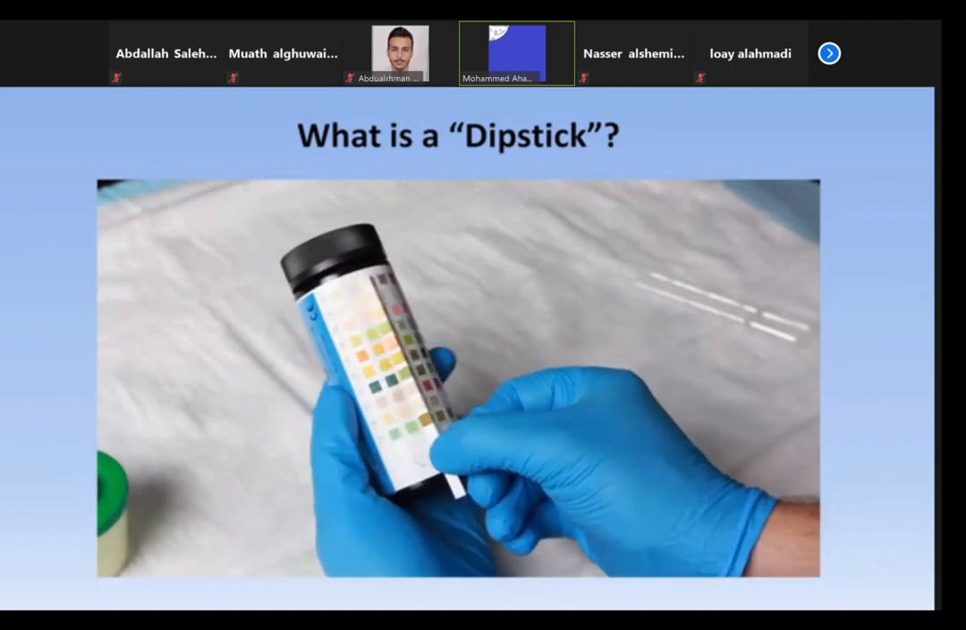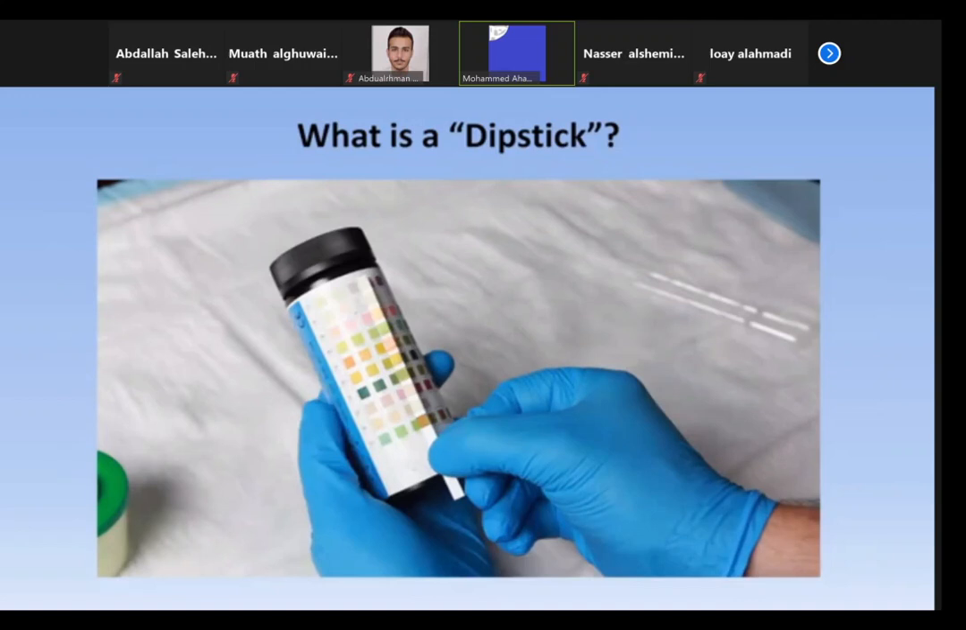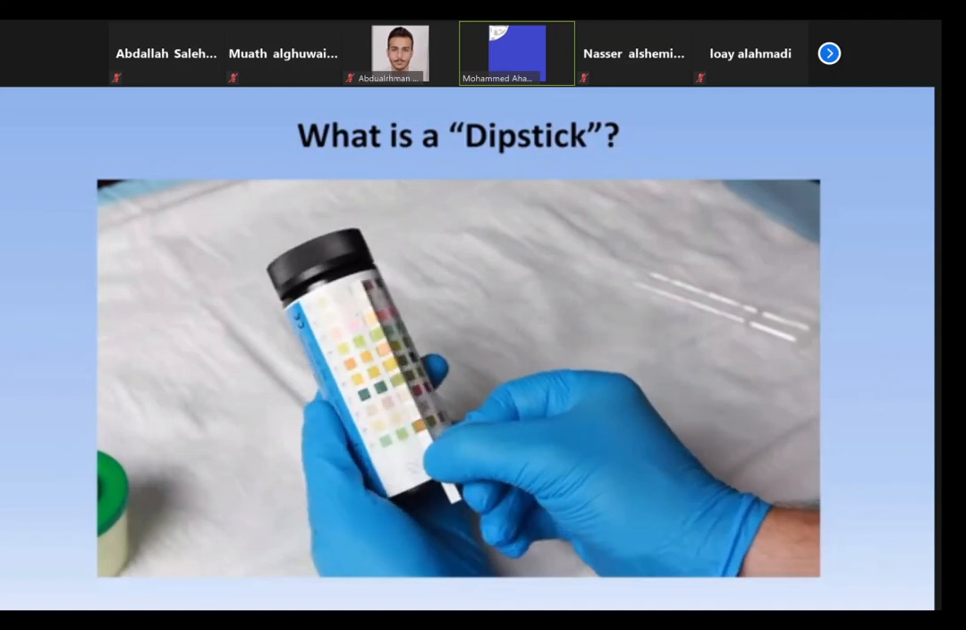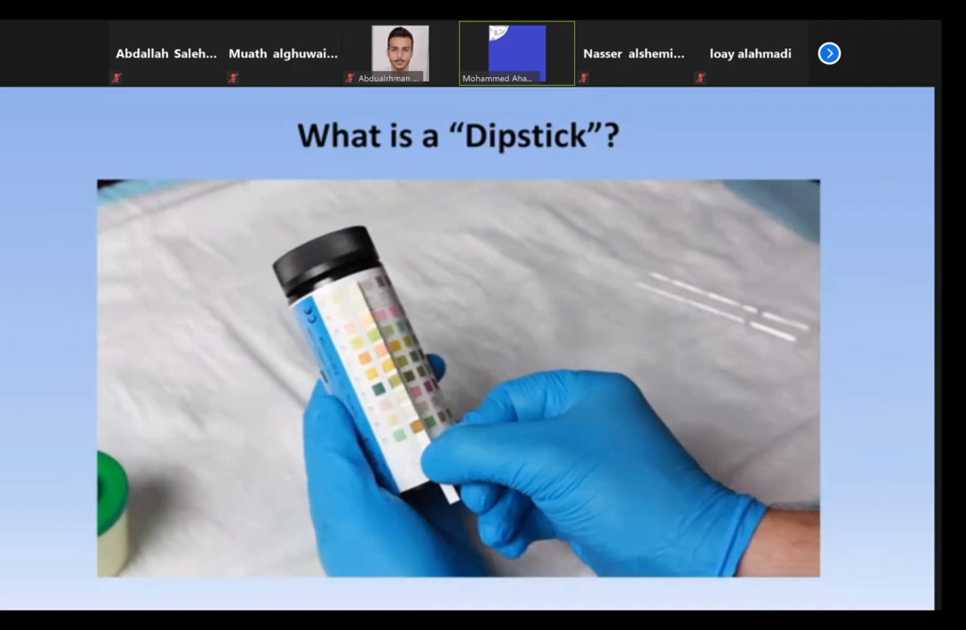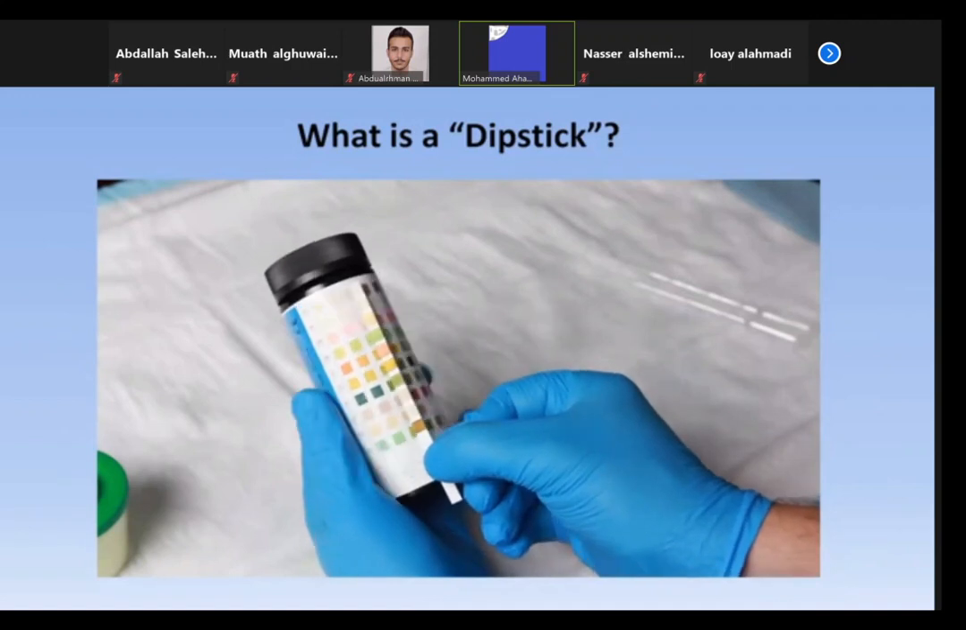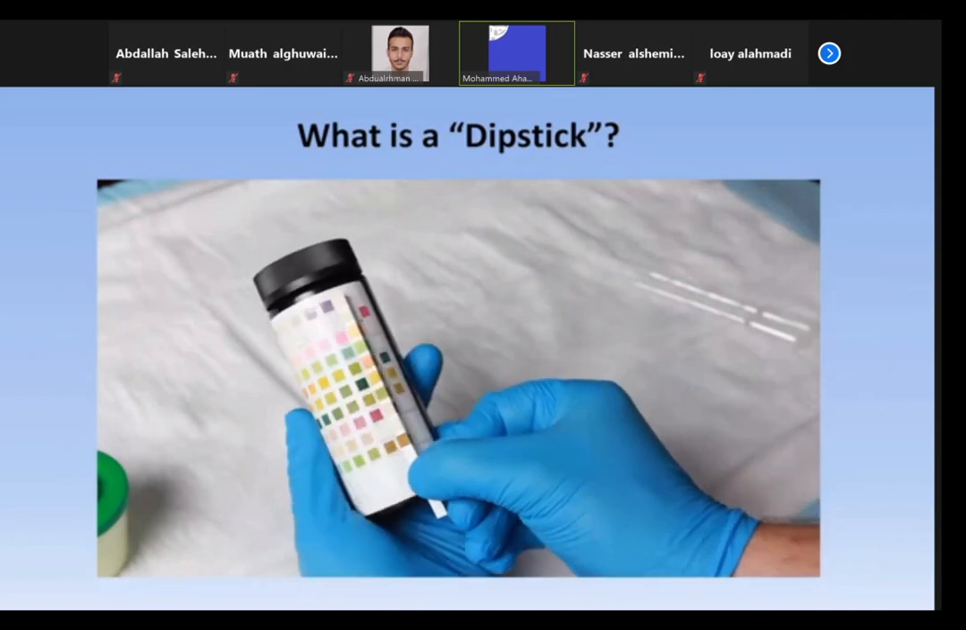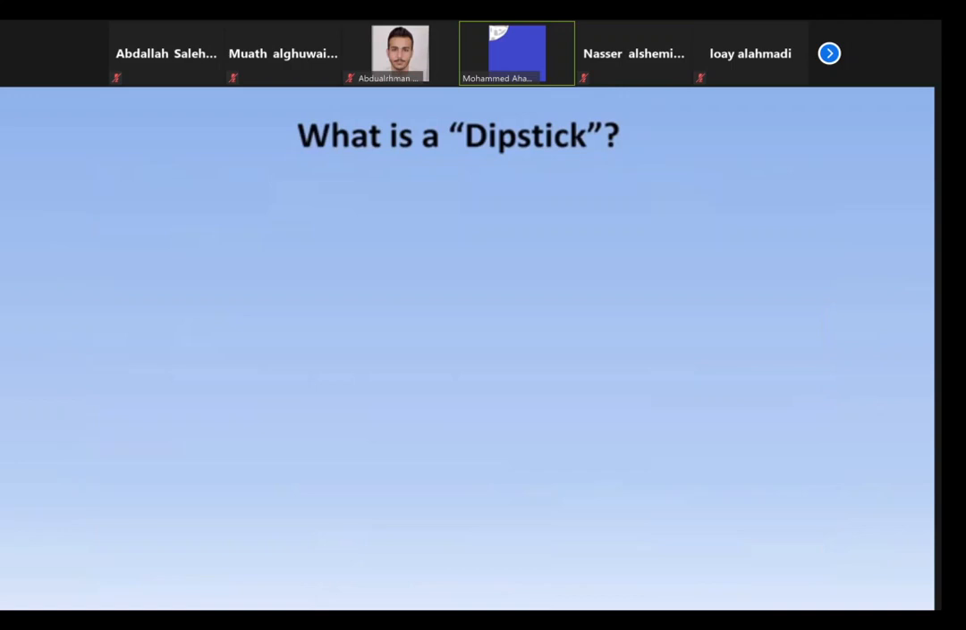The chemical reactions occurring in the pad require different lengths of time. With this manufacturer, glucose takes the least amount of time to read at 30 seconds, while a read of leukocyte esterase must wait for 2 minutes to first elapse. Conveniently, the order of pads is placed on the strip in order of increasing reaction duration. I'm now going to run through all of the individual tests on the strip.